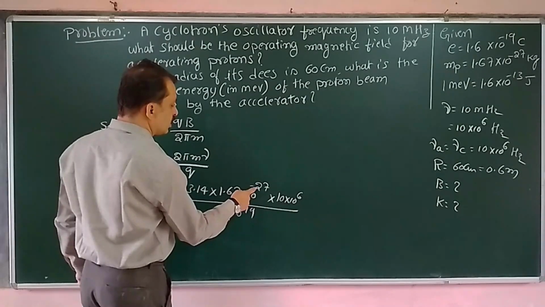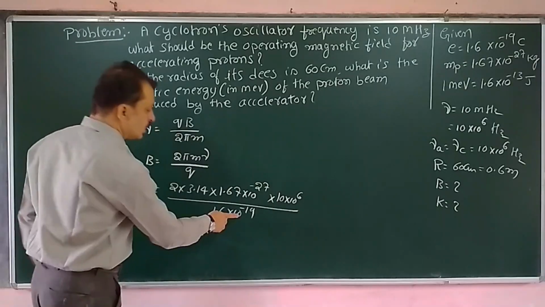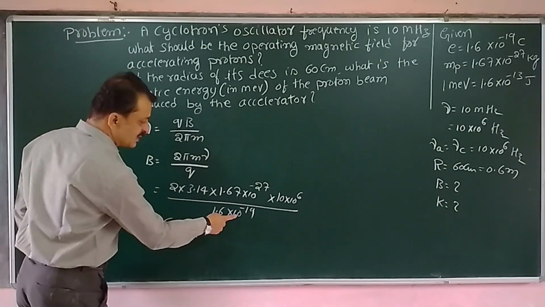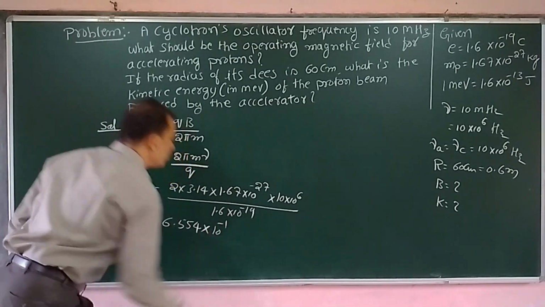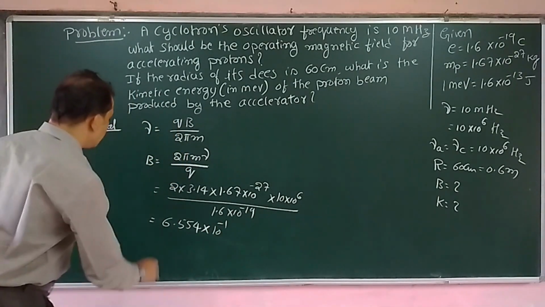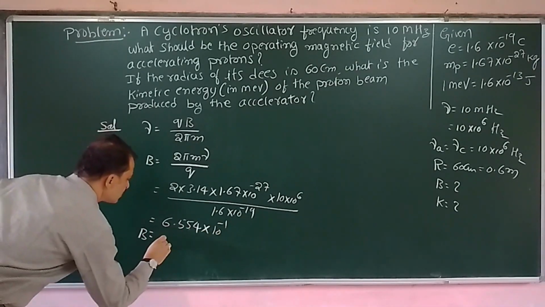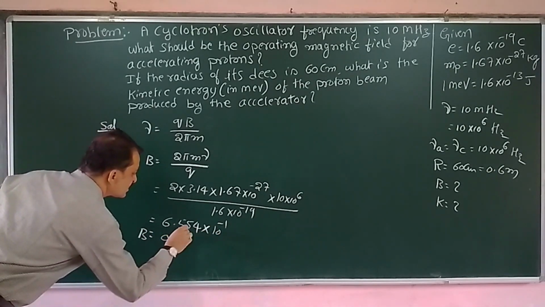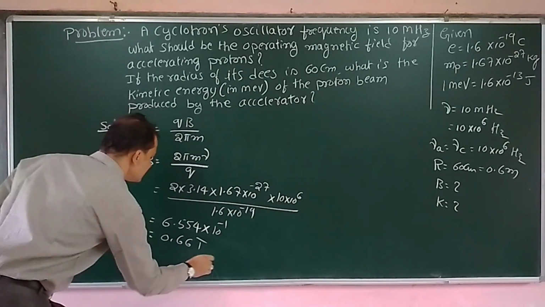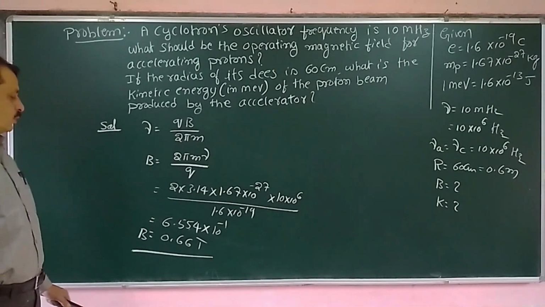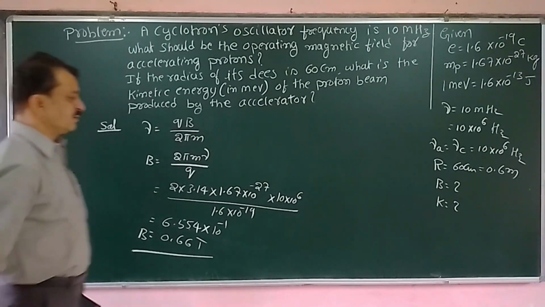It becomes 10 to the power of minus 20. Now 10 to the power of minus 19 is in the denominator; if you take it to the numerator, it is plus 19. I will get 10 to the power of minus 1. So B is equal to, removing 10 to the power of minus 1, 0.655. I will write it as 0.66, unit is Tesla. 0.66 Tesla. Now that is the magnetic field.